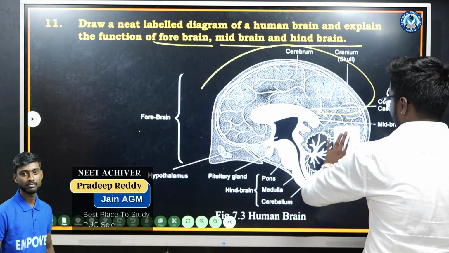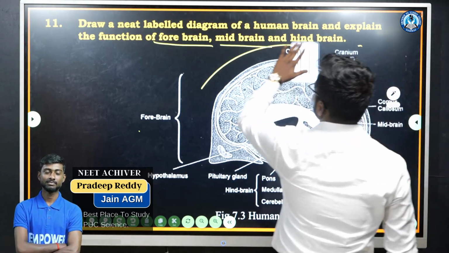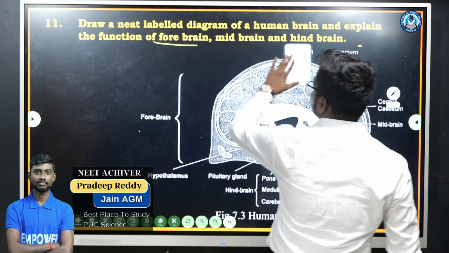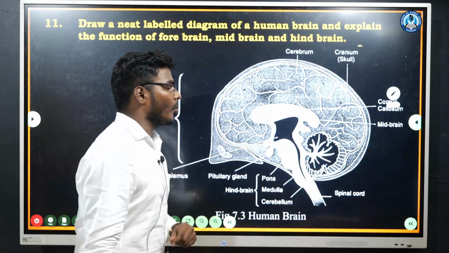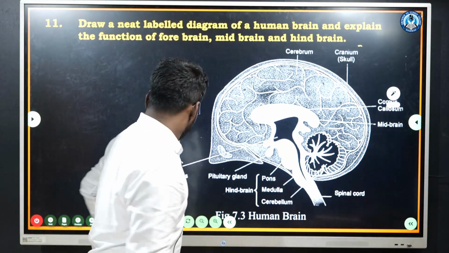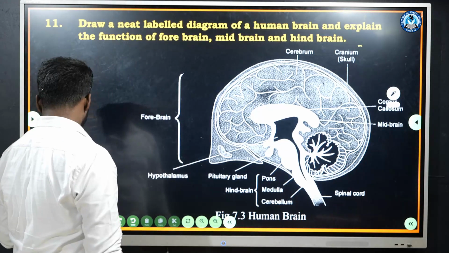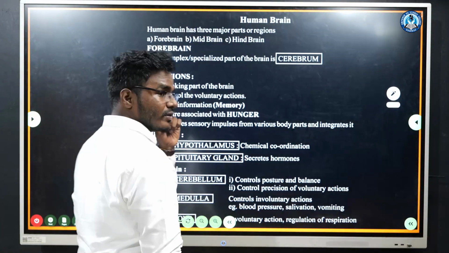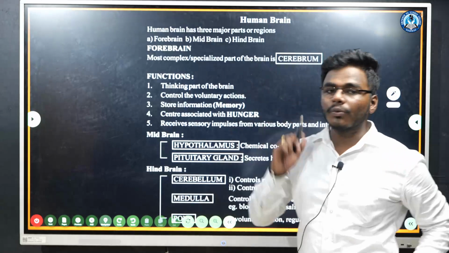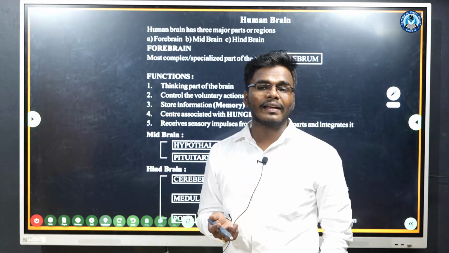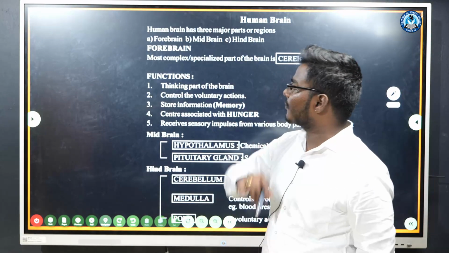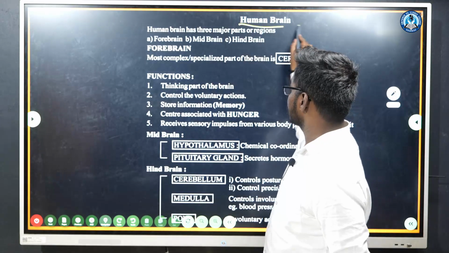It would be better and more convenient if you draw all the diagrams in one book or make a small assignment. So next, what was the second question asked? The second question is to determine the functions. So what are the functions of the human brain? This is the human brain.